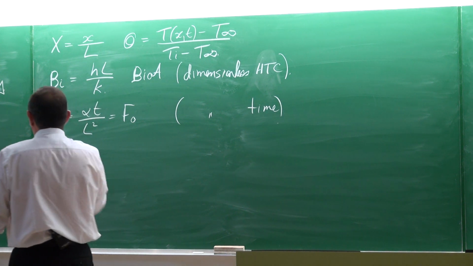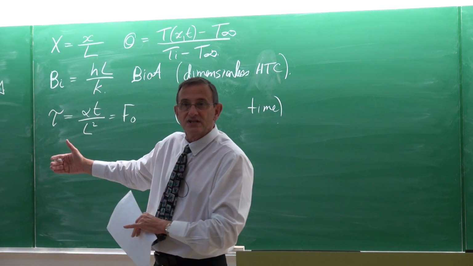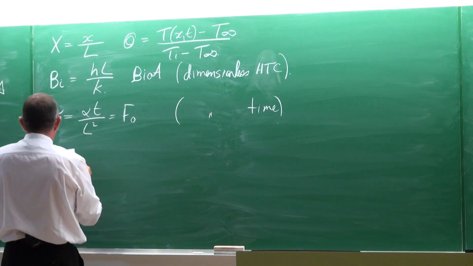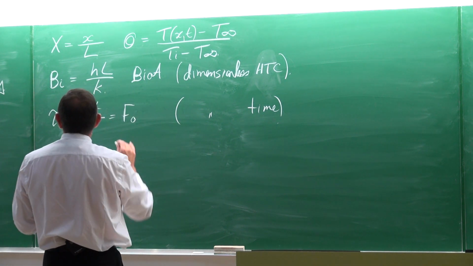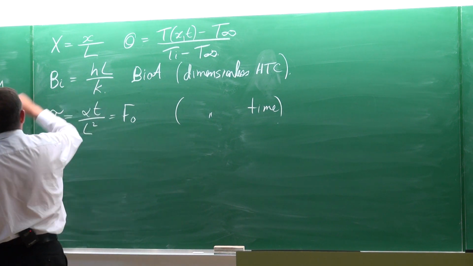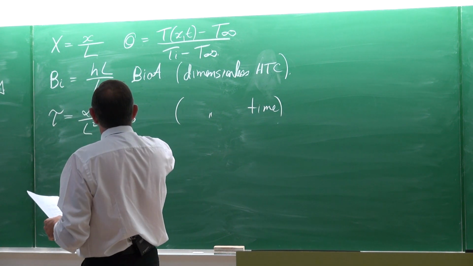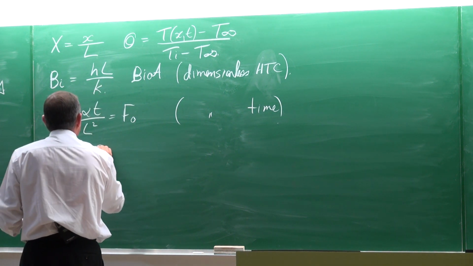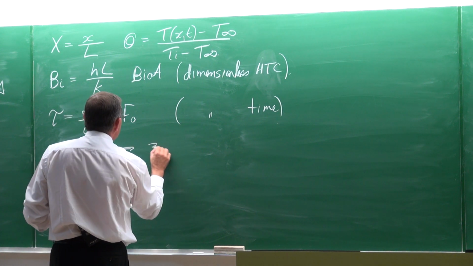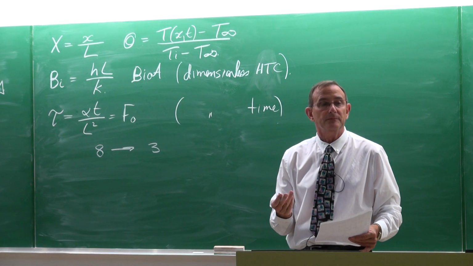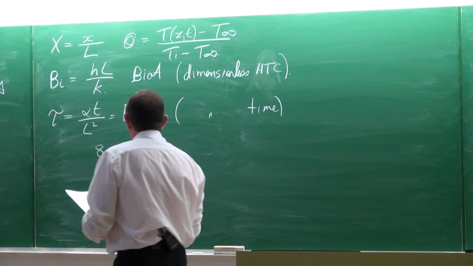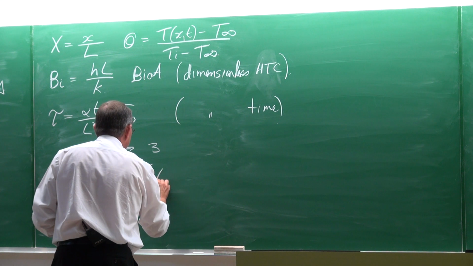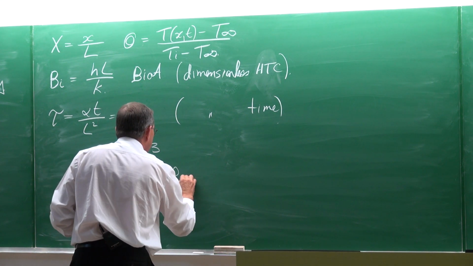Okay, so why are we doing all this stuff? Where are we going to? Well, what was done by non-dimensionalizing all these numbers, the Biot number, the Fourier number, etc., is that the number of independent variables has been reduced from 8 to 3. Because the non-dimensionalized temperature now is a function of x, the Biot number, and tau.